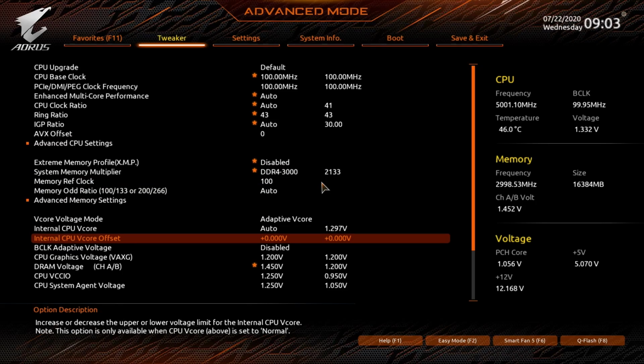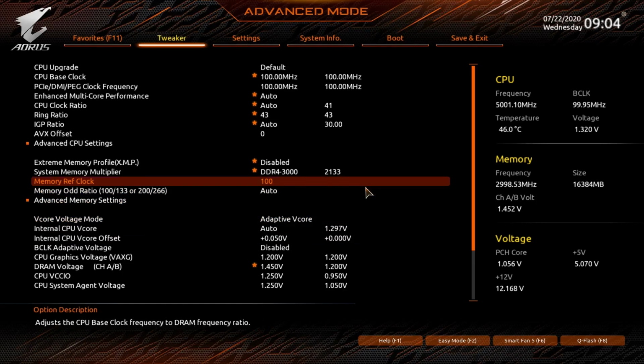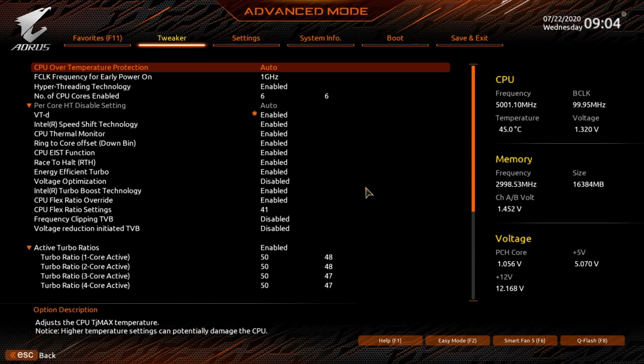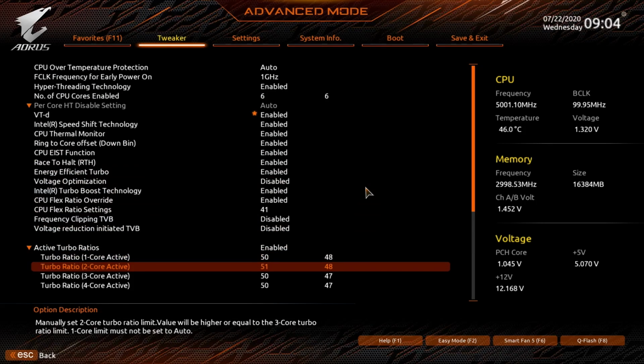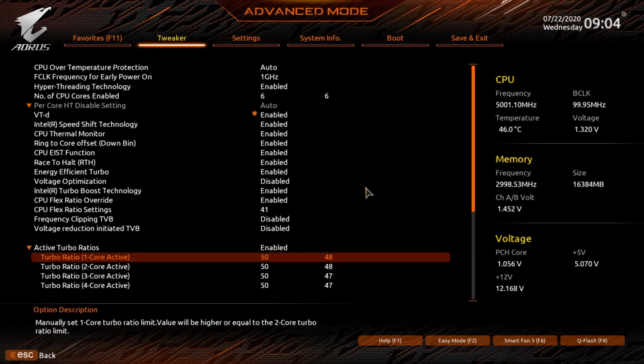Alright, so the first thing we'll do, we'll give it a little bit more of an offset. So we're at 1.27 just about. Now let's try 0.05. Let's see what that gets us. And we'll see if we can get in at 5.1.